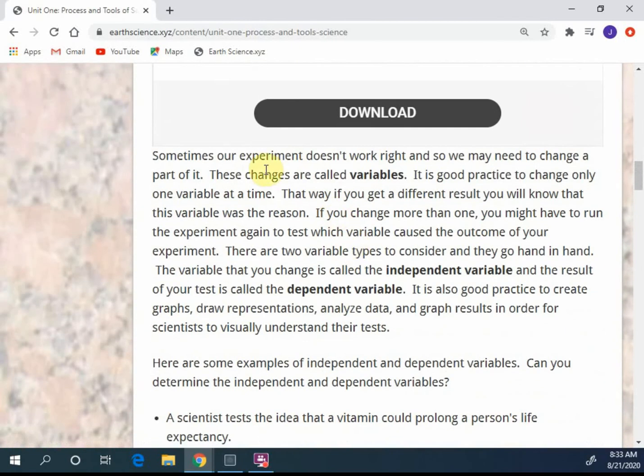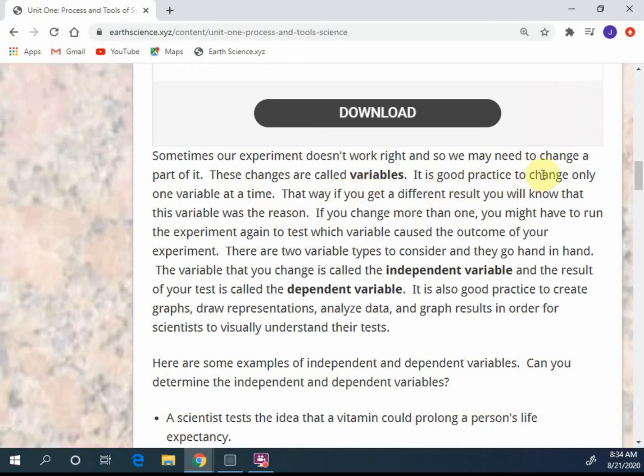Now, once you have completed your experiment, and let's say you realize it does not work, you may need to change part of it. So when something doesn't work, you take one piece out and put one piece back in and test it again. That's called a variable. Very important. A variable allows you, when changed, to rerun your experiment and determine whether that was the cause that you did not reach your hypothesis or an agreement to your hypothesis.